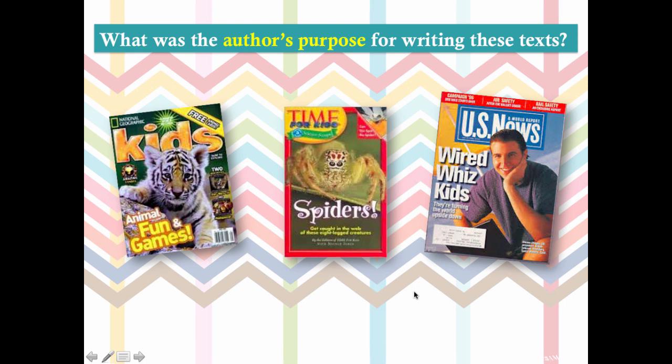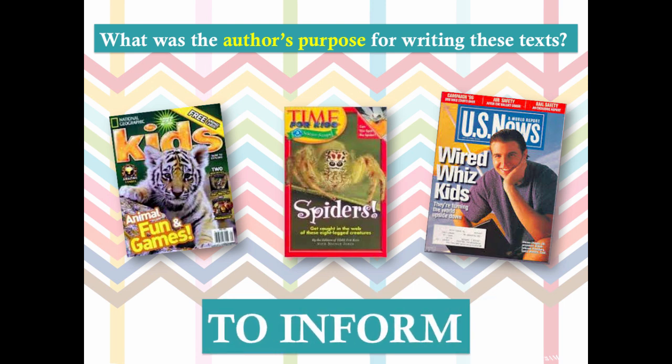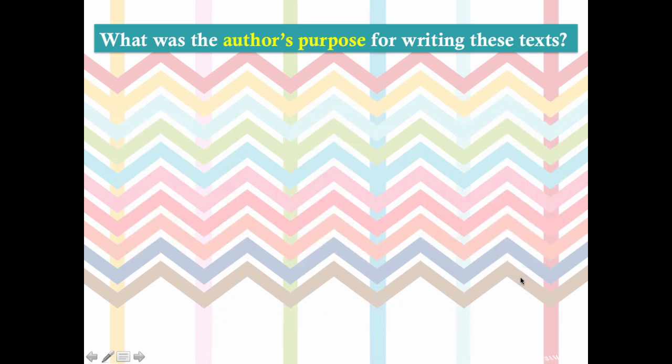So I want you to pause the video and write down what you think the author's purpose was for writing these texts. Remember to think about P.I.E and then choose persuade, inform, or entertain. Pause now. Okay, did you figure it out? The author wrote to inform. You're getting information when you read articles that have facts about animals or about spiders right here. Or if you're reading news articles, you're getting information. Good job. All right, let's look at this one.